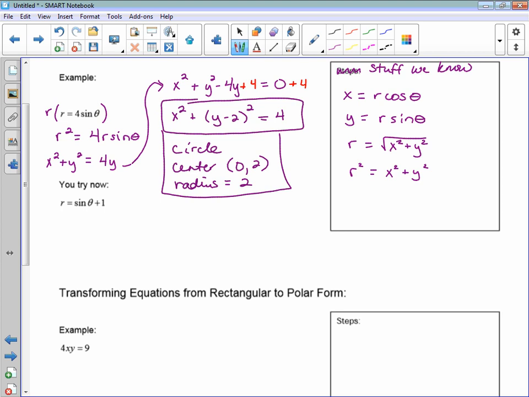And guys, on this one, you can stop once you have eliminated the r and the theta. Okay? Let's do the next one.